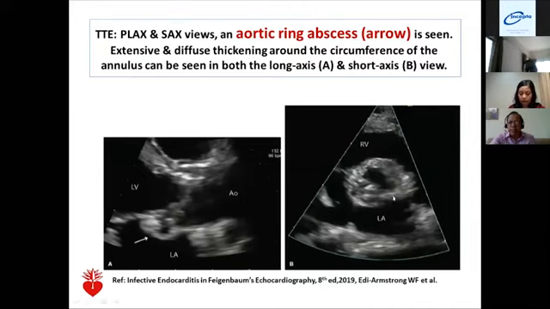This is the short axis view. You can see the distorted, thickened, and irregular thickness and shape of the annulus, the aortic valve annulus, with some parts echogenic, some parts echolucent. This is the characteristic picture of the abscess, the perivalvular abscess.